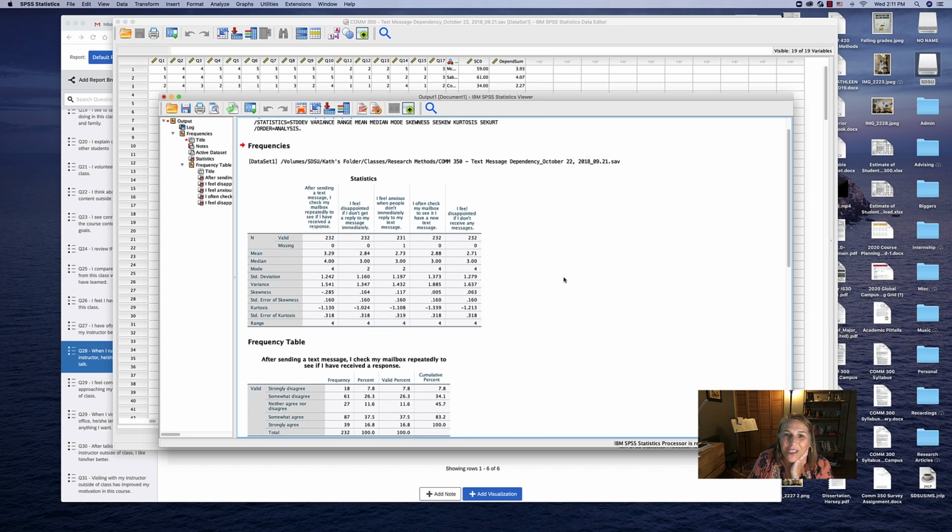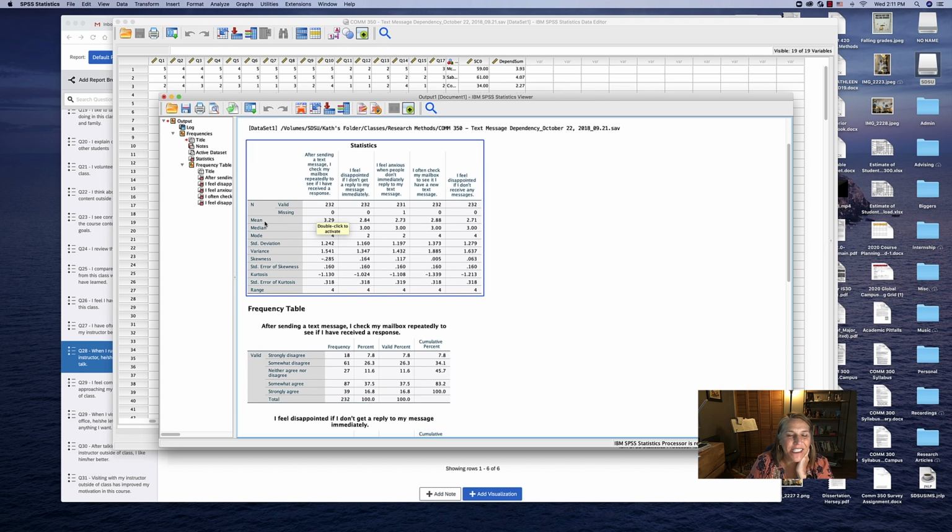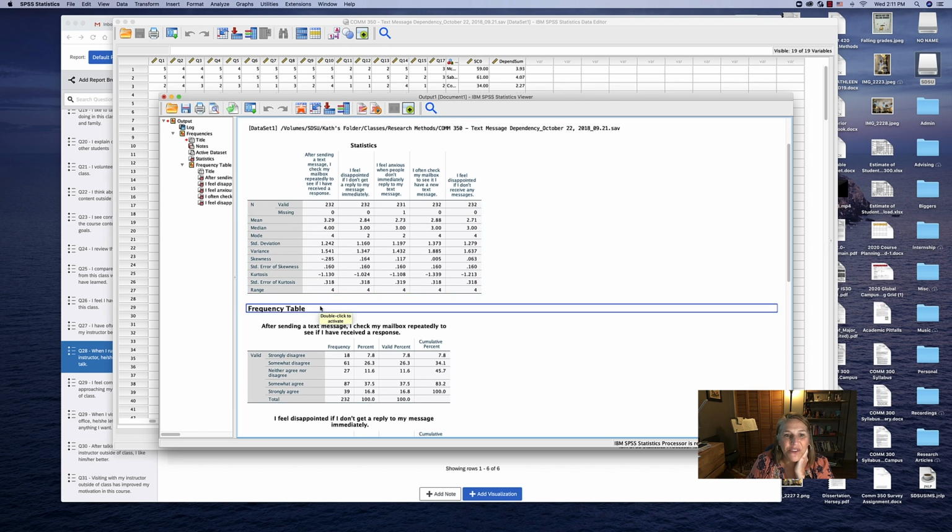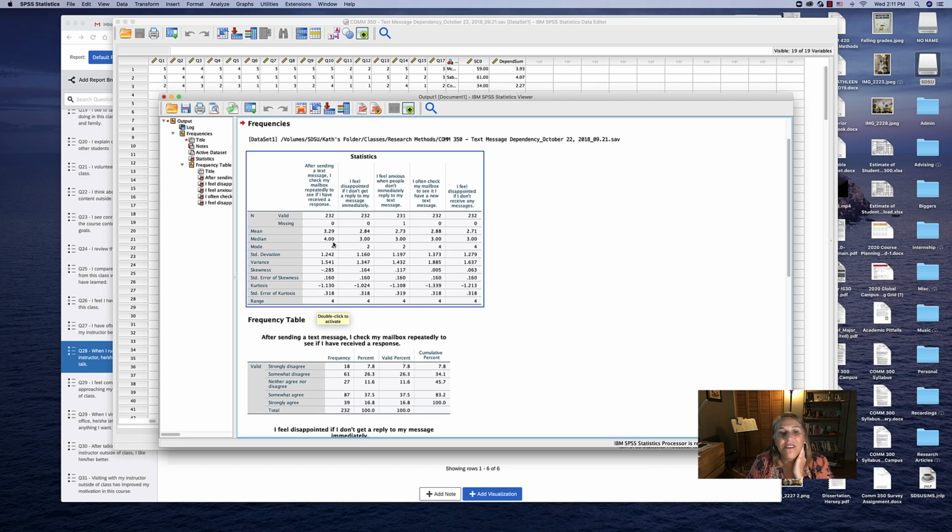Let's take a look at what just happened here. "After sending a text message, I check my mailbox repeatedly." Okay, N equals 232 people have taken this. The mean is 3.29, the median is 4.0. The most frequently occurring answer was a 4, which is agree. We also have the standard deviation, the variance, the skew, and even the range. Nobody answered this with a 5.